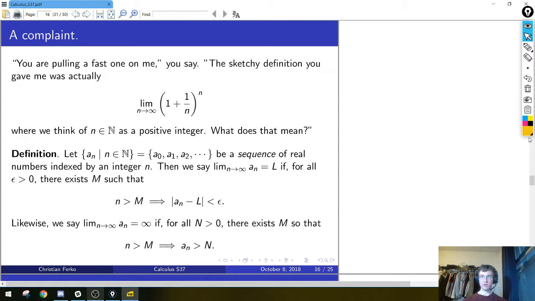Okay, so one thing you might reasonably complain about, you could accuse me of pulling a fast one on you, because when I gave the sketchy definition, it wasn't an x, right? I said the limit as n goes to infinity, where n is an integer, so n could be, say, 1, 2, 3, and I waved my hands and said if you plug in larger and larger integers, this limit will tend to some quantity, right?